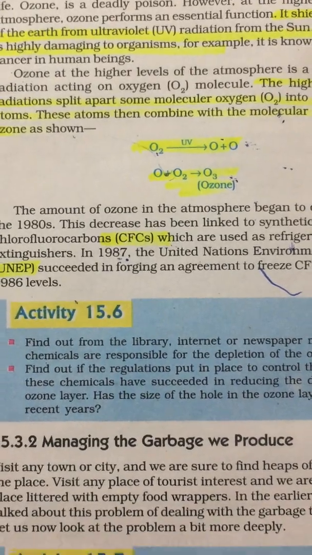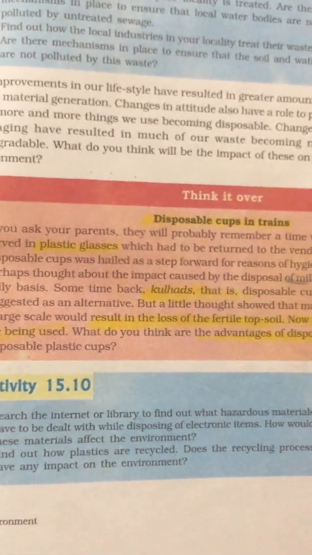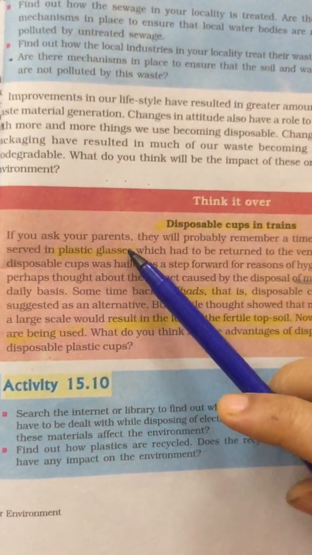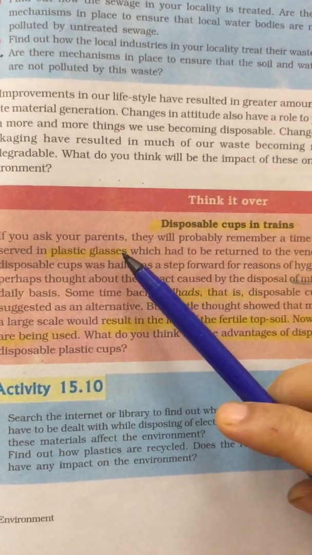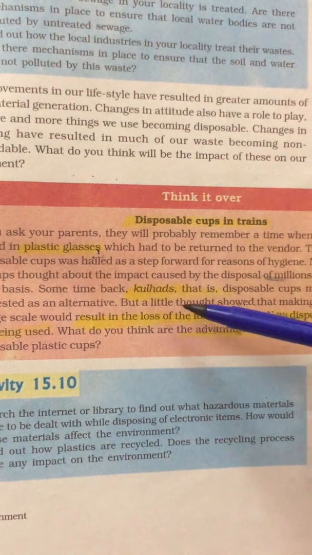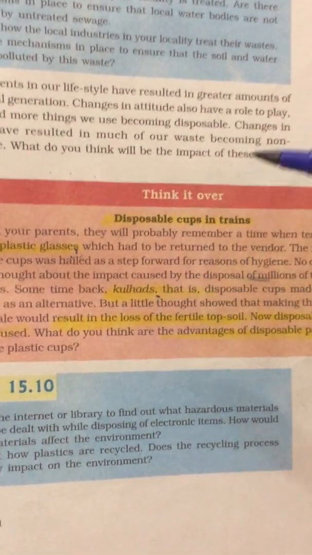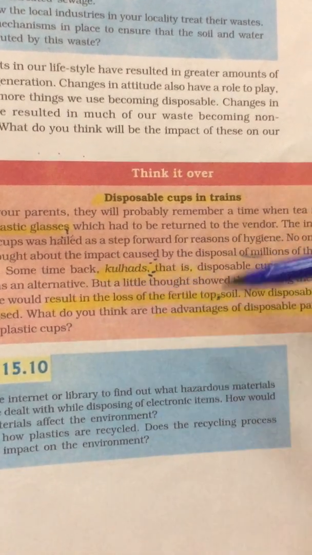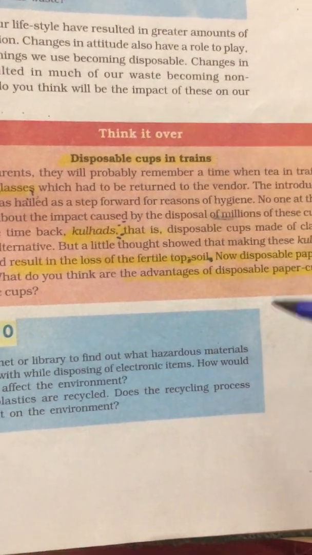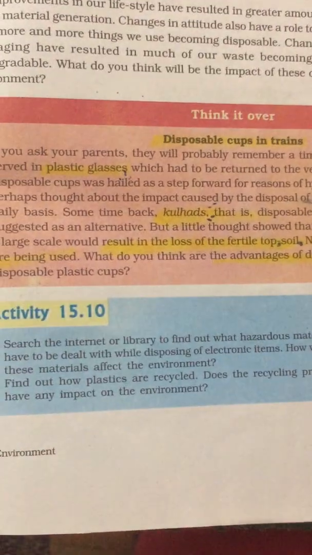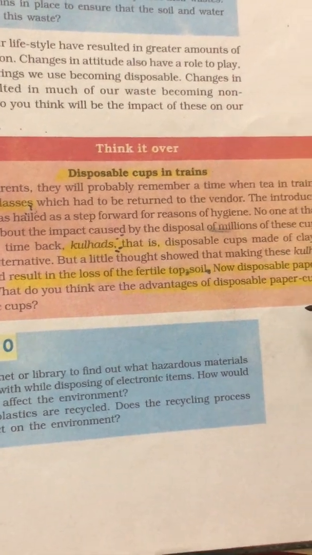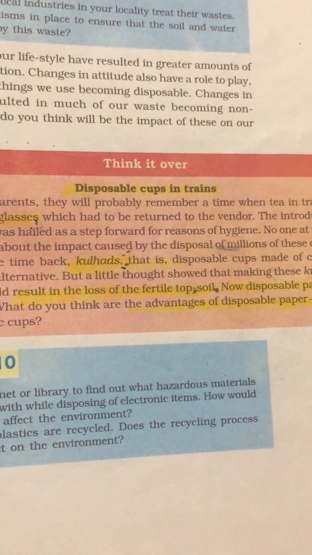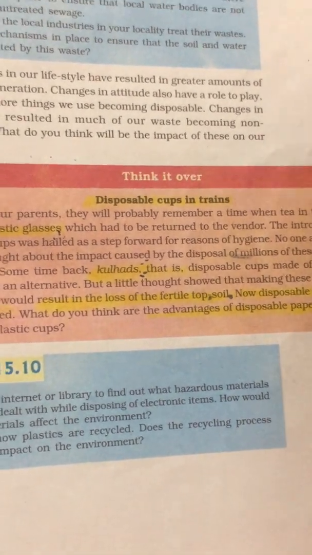Next is disposable cups in trains. That is the last topic. Earlier, tea was served in trains in plastic glasses, but because plastic is non-biodegradable, it causes great pollution to the environment. Then kulhads were used in the trains for serving tea. Again, it results in the loss of fertile topsoil. Now disposable paper cups are being used because paper is biodegradable and it can be decomposed or broken into simple molecules. So with this our chapter is complete.